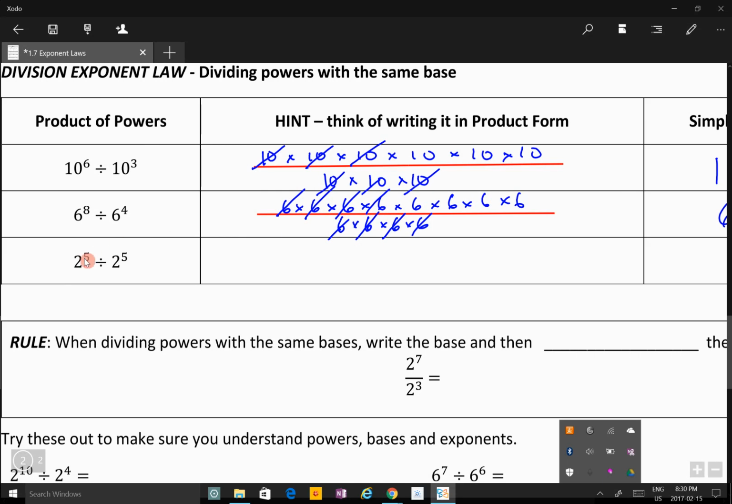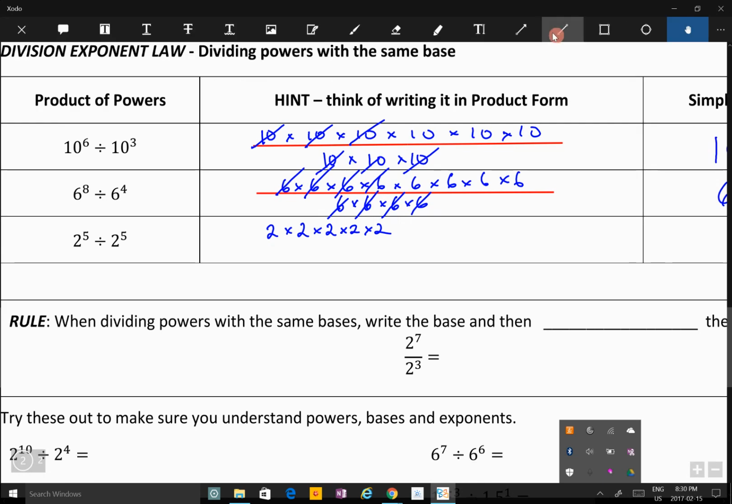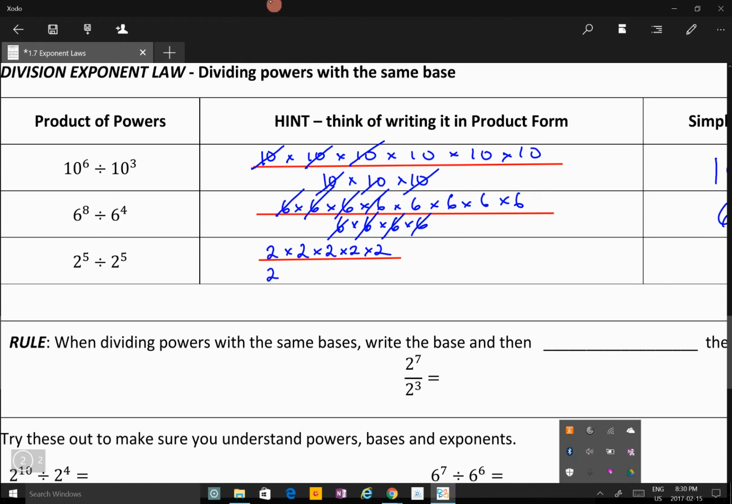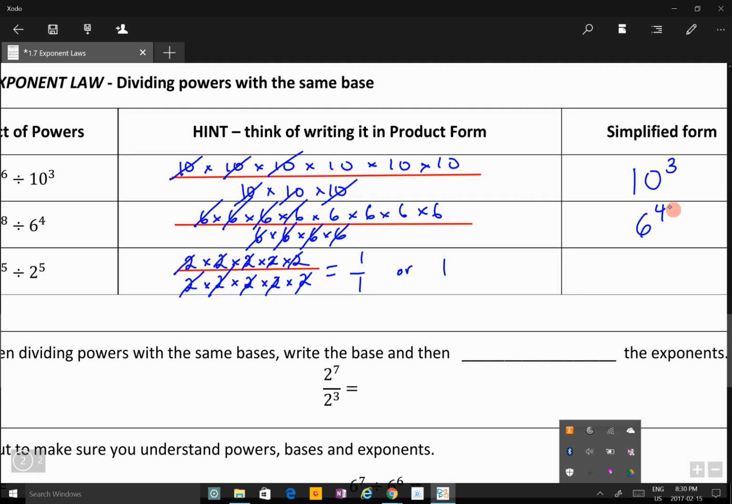Okay, let's try the next one, 2 to the power of 5 divided by 2 to the power of 5. Well, this one turns out to be a lot simpler. I write 5 2's up on the top, and I'm going to divide by another set of 5 2's on the bottom. You'll notice that it becomes really simple. I can cancel everything. Essentially, this just becomes 1 over 1, which is just 1. So even with powers, if you have the same power on the top and the bottom, they cancel each other out and give you 1. So in simplified form, this is 1.